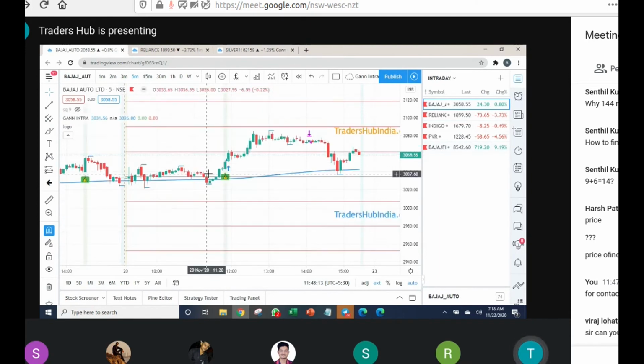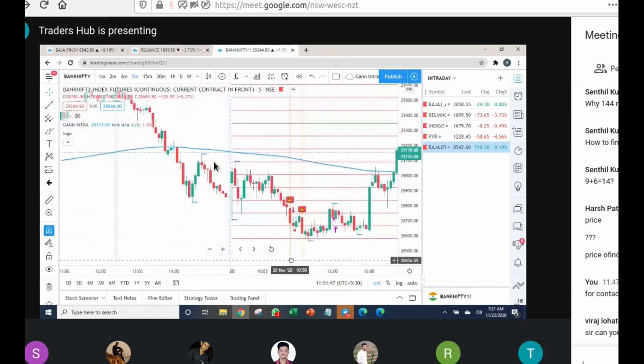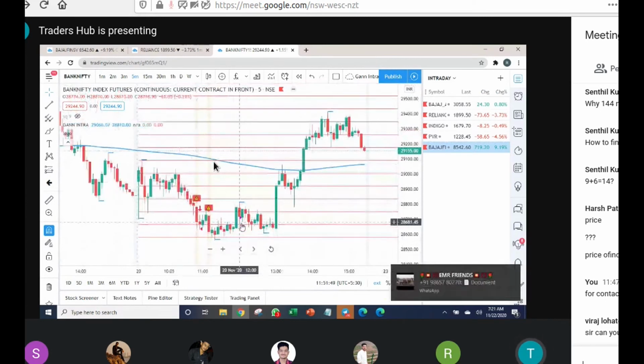Bajaj Auto, I gave it in our group day before yesterday. I told you to be ready when it gives the signal. Once the breakdown came, it gave 35 rupees, and it gave the exit trigger here. This is what I shared in the group, and there is another buy. This is the way it gave the indication.